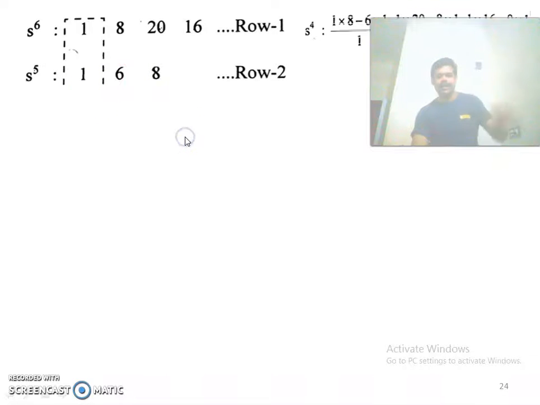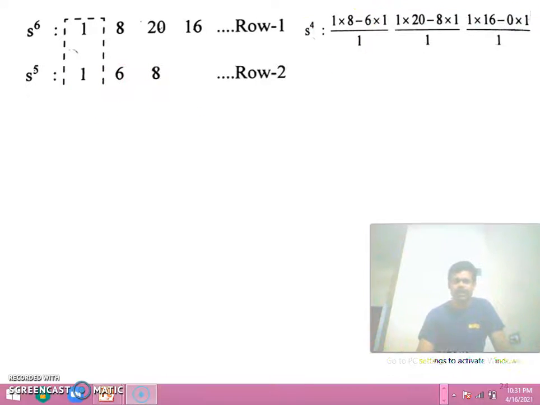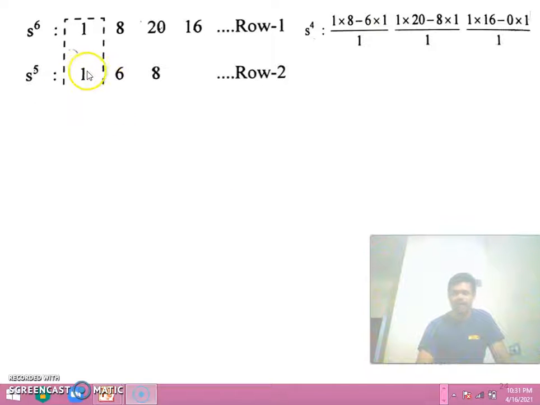Now we are going to create the third row, that is s to the power 4. It is 1 into 8 minus 6 into 1 divided by 1. First element. Next one, 1 into 20 minus 8 into 1 divided by 1. Next one, 1 into 16 minus 0 into 1 divided by 1. So we will be getting 8 minus 6 is 2. Here 20 minus 8 is 12, and 16.